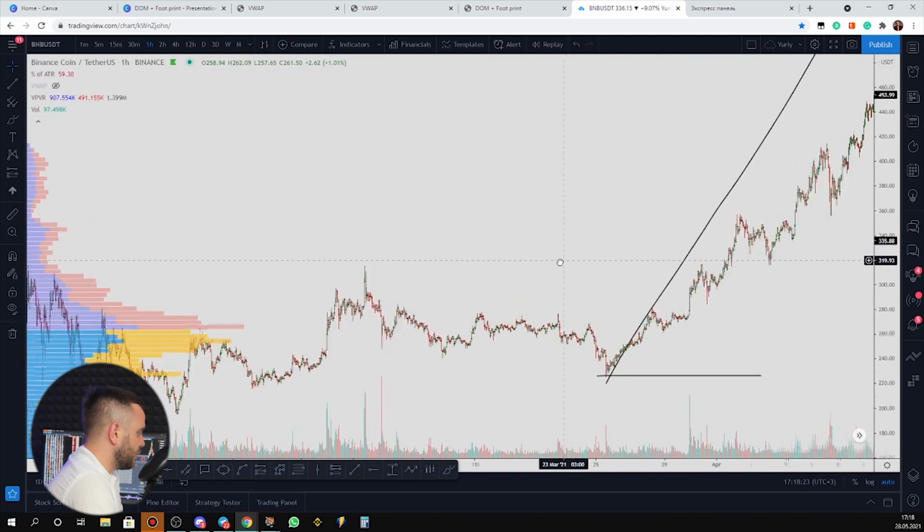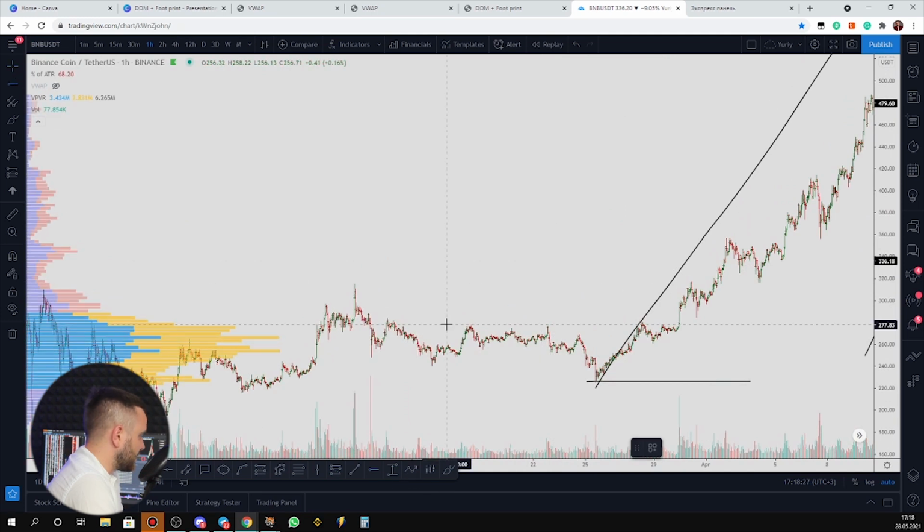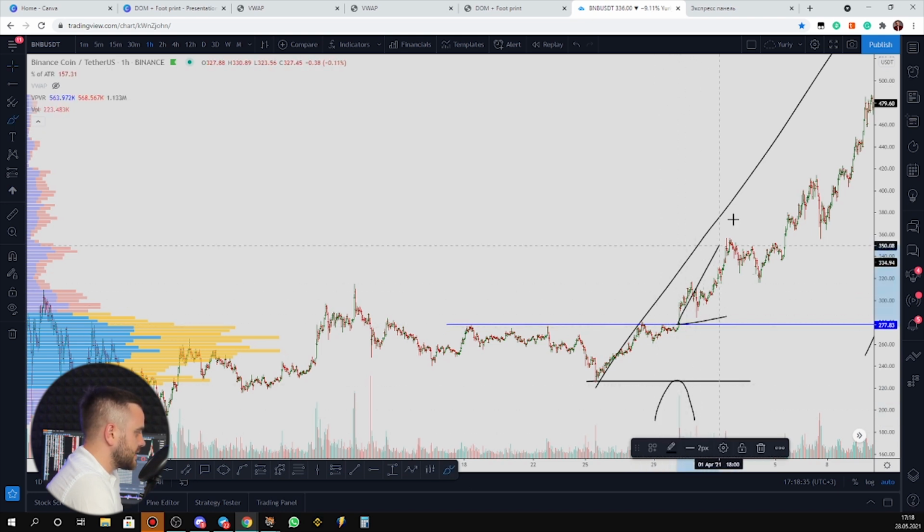Another example for you of breakout volume. Take a look. Sometimes, as you can see, when price breaks a key level and volume increases like here, it shows us that price starts a trend.